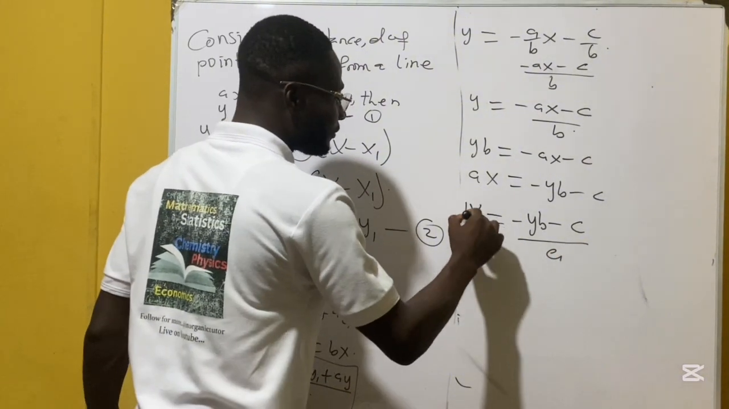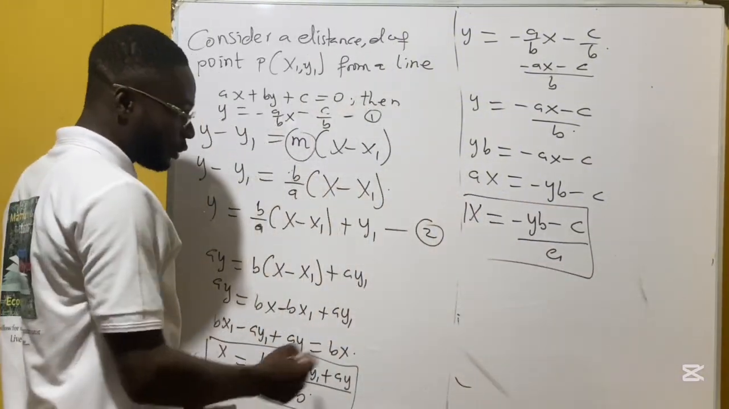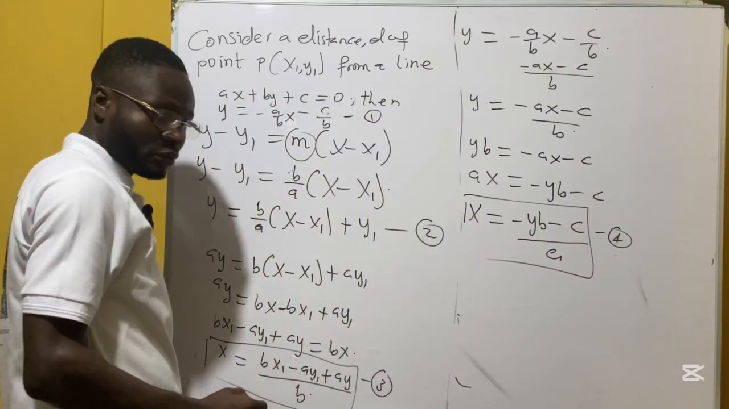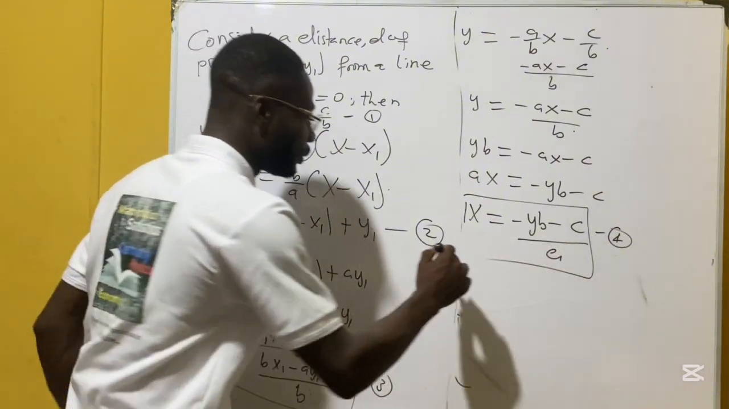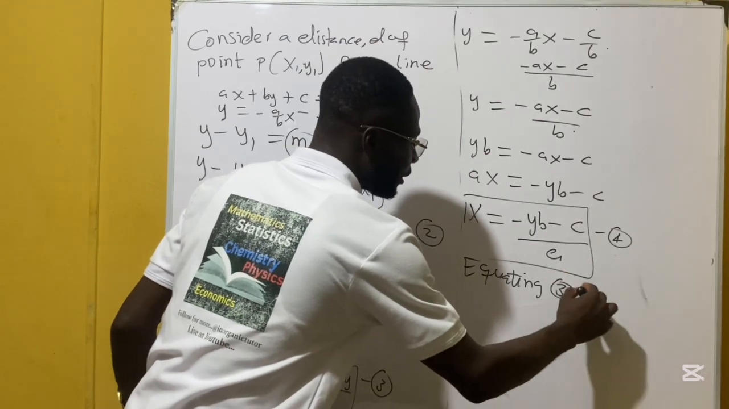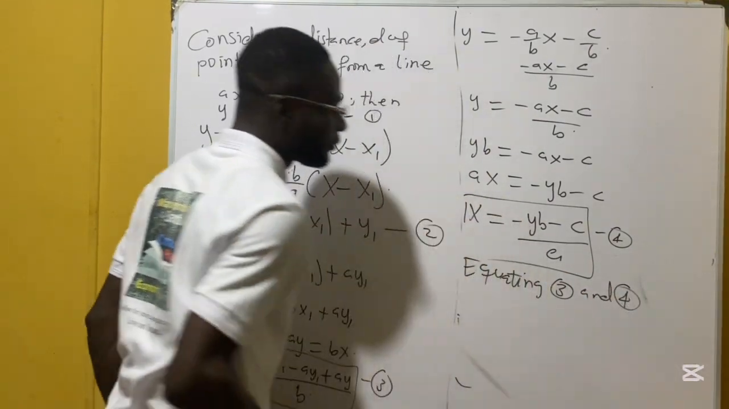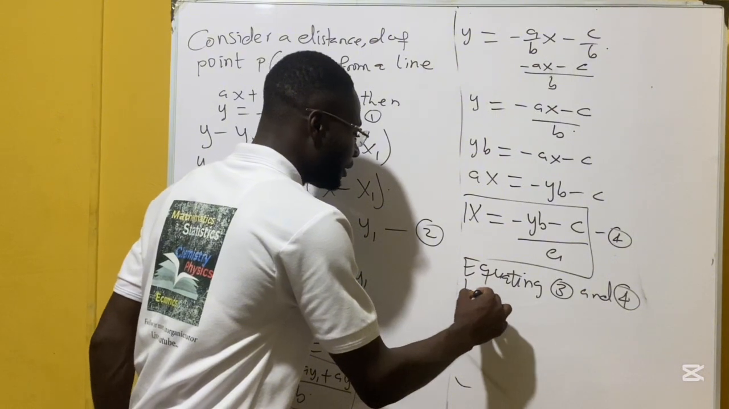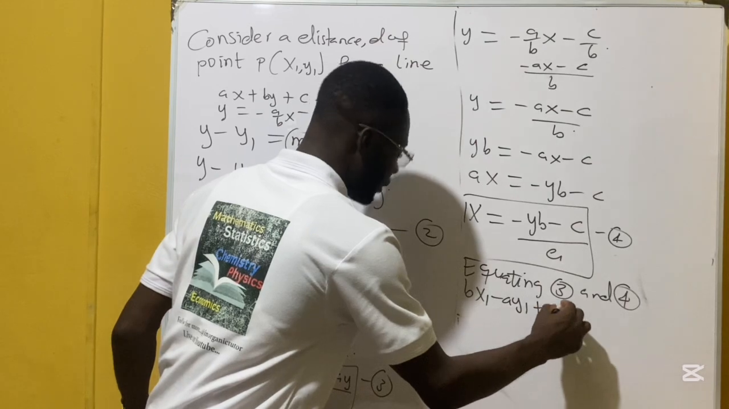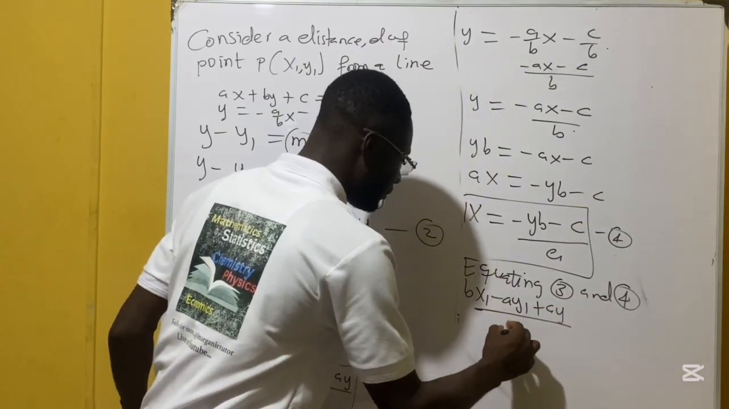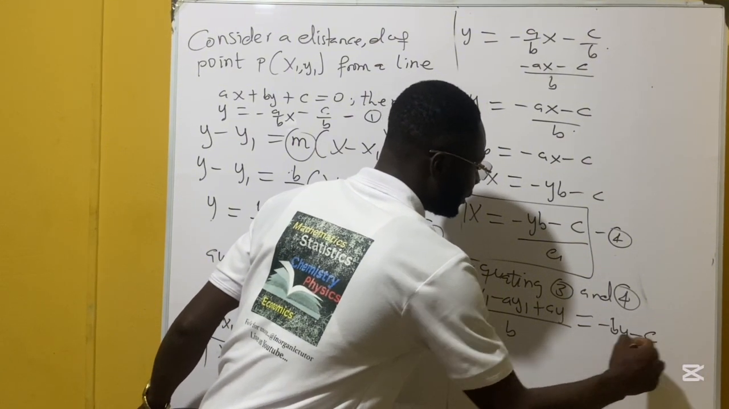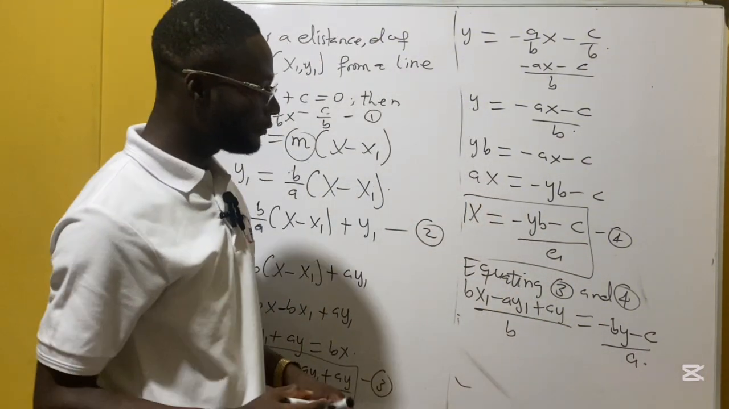So this is what we have for x. Let's say this is 3 and this is 4. So let's try to equate 3 and 4. Equating 3 and 4, we're going to have bx1 minus ay1 plus ay over b, and that should be equal to minus by minus c over a, right?